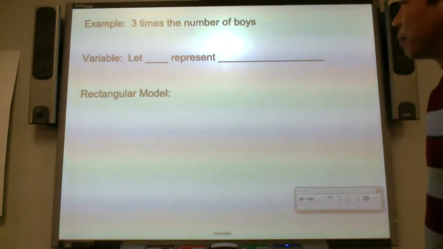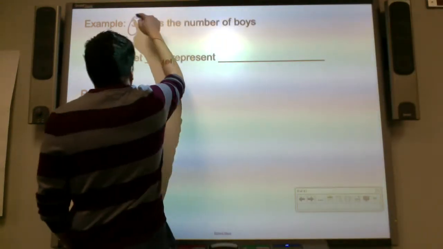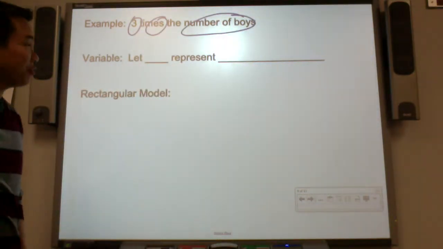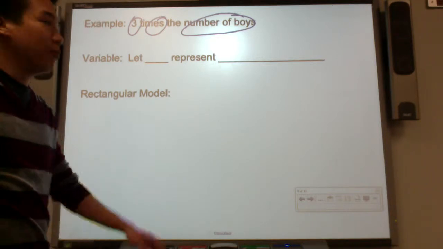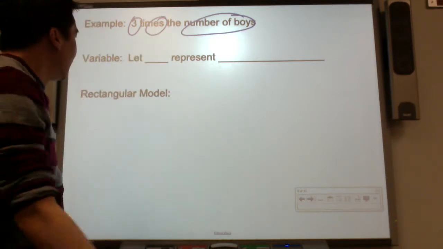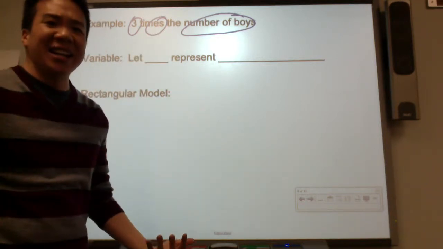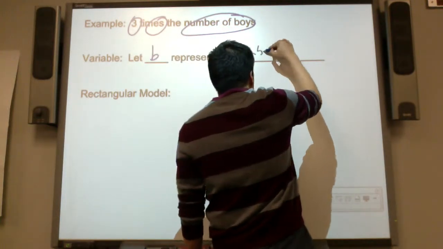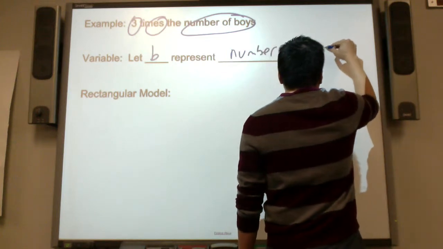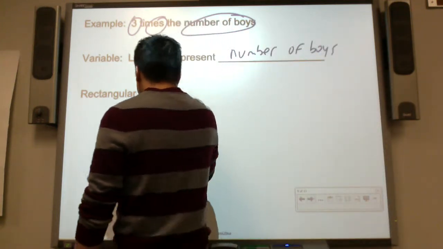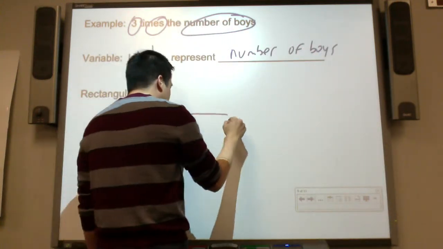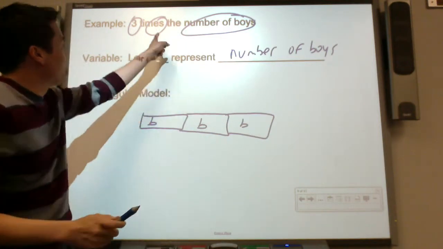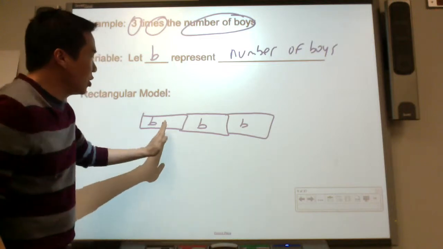3 times the number of boys. So we circle the key phrases. What operation? It's times. Now let's define the unknown. What did they not tell us? The number of boys. So B is the number of boys. Let's draw this using a rectangular model. Here's a boy, and here's a boy. There's a boy, and it says 3 times this, so we need to triple it.